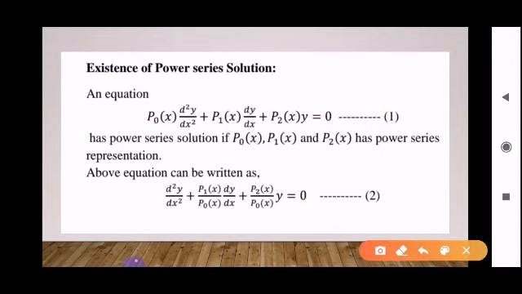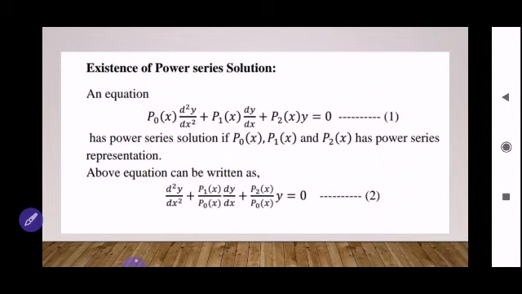Okay, now if we rewrite this equation 1, that is, if we divide equation 1 by p0 of x, then we will get this form: d2y by dx square plus p1 of x upon p0 of x plus p2 of x upon p0 of x into y is equal to 0. Means if we divide equation 1 by p0 of x, we get this type of differential equation, and using this we can define some points. Those points are ordinary point, singular point and regular singular point.